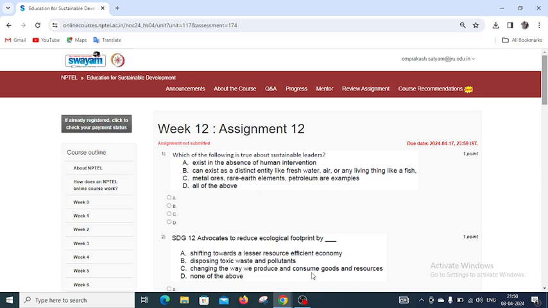So the first question is, which of the following is true about sustainable leaders? And the options are, exist in the absence of human intervention, can exist as a distinct entity like fresh water, air, or any living things like a fish. Metal ores, rare earth elements, petroleum are examples, or all of the above. The right answer for question number one is all of the above. That is, D is the right answer for question number one.